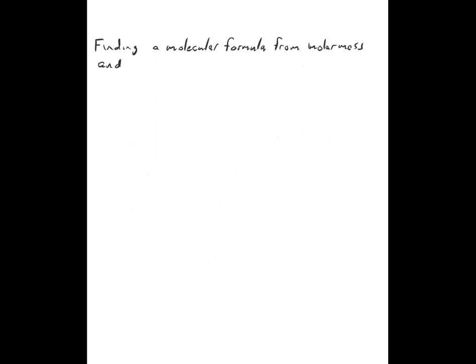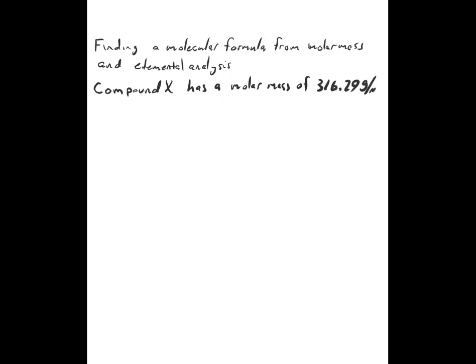And elemental analysis. Okay, so that's your second type. In this one, what differs is they give you another number. They're going to say this compound has a molar mass of 316.29 grams per mole. That's the key to this one. They're going to give you an additional piece of information, and that's why we're going to find the molecular formula.